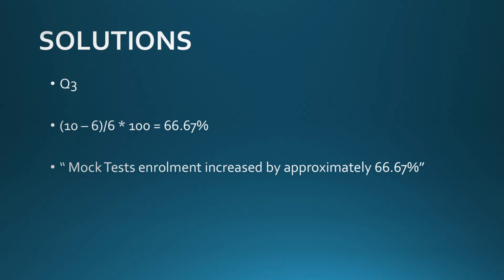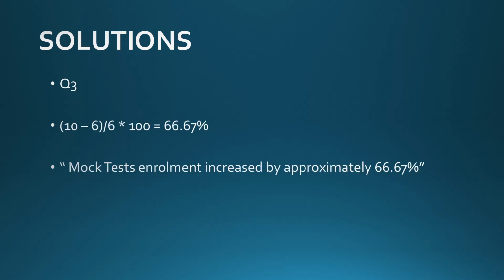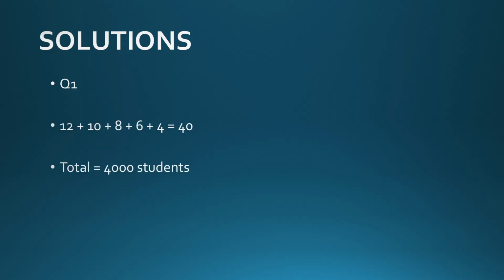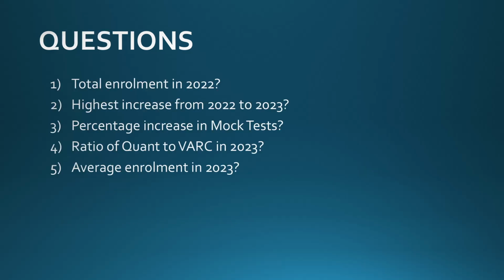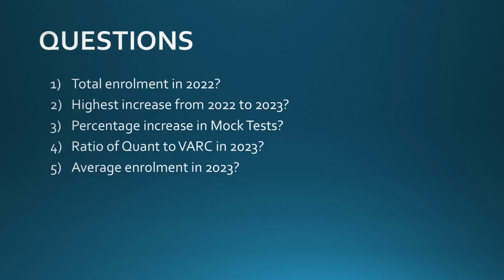Let's look at the third question. Third question is percentage increase in mock test. So the difference is 10 minus 6 divided by 6 into 100. That will be the percentage. It's 66.67%. So mock test enrollment increased by approximately 66.67%. What is the next question? Ratio of quant to VARC in 2023. So it is 18 is to 12, which is nothing but 3 is to 2. So it's very easy.